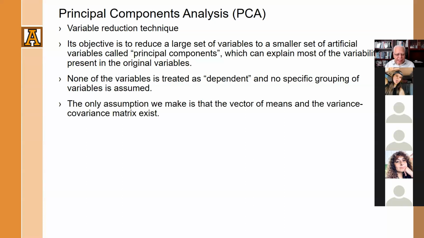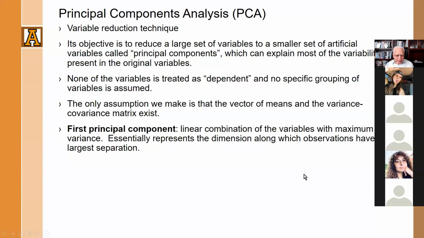Okay. Now, the only assumption we make is that the vector of means and the variance covariance matrix exist. Both exist. That's the only assumption. We don't make distributional assumptions here. The method consists of finding the different components in a sequence. The first principal component we find will be a linear combination of the variables that has the maximum variance, that represents the maximum variance in the whole set.